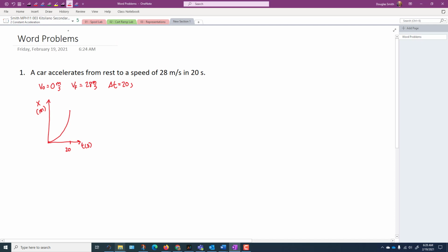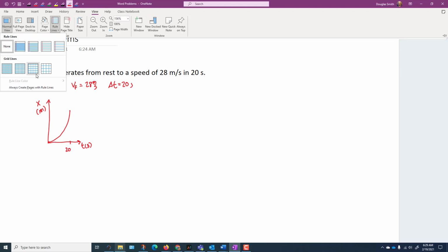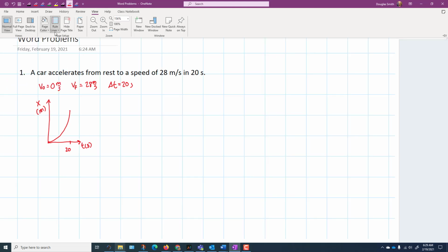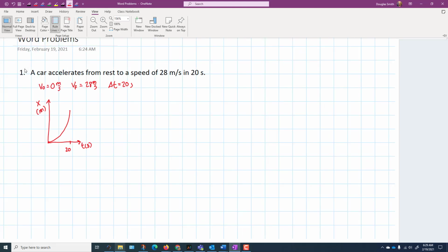Another thing you could do, by the way, before I go any further, you can do this on graph paper. It's good to have graph paper. I should have asked you guys or told you guys to get graph paper this year. That can help draw graphs. Okay. So that is one thing.